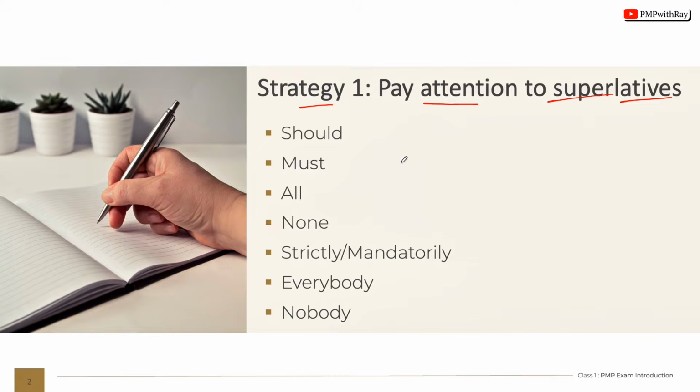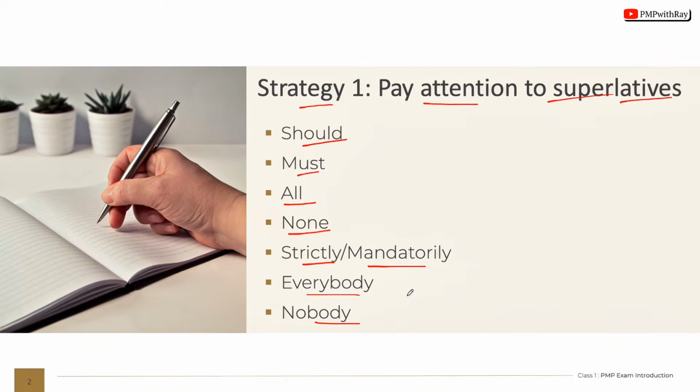So the superlatives could be something like should, must, all, none, strictly, mandatorily, everybody, nobody, okay? So if you see, these kind of superlatives are very, very polarizing, right? It pushes the pragmatism of the answer option in a very negative or in a very positive direction. And this is what you should be aware of when you are evaluating answer options. So always be on the lookout for these kind of superlatives, which might be put very tactically in your wrong answer option choice, okay?